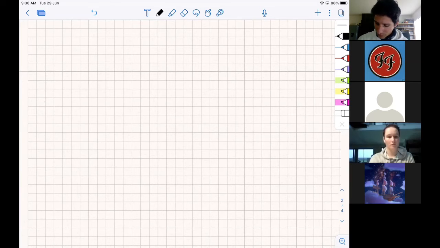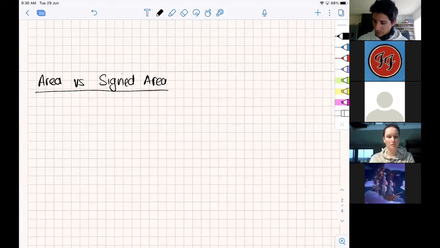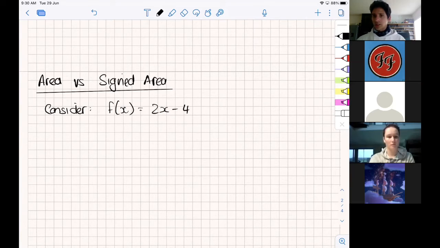Let's look at a very important concept in working out these areas. We're going to look at the difference between area and signed area. Now, this is obviously quite an important concept. So let's consider a nice easy function. This is the gradient function. Let's consider the function 2x minus 4. And I encourage you guys to follow along with me. I encourage you to do this problem with me.